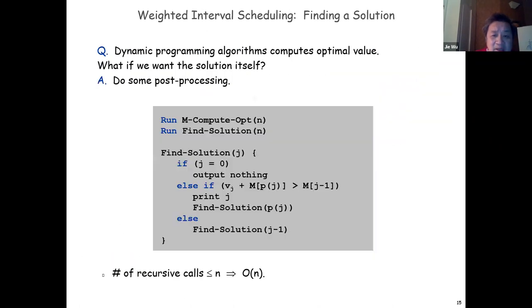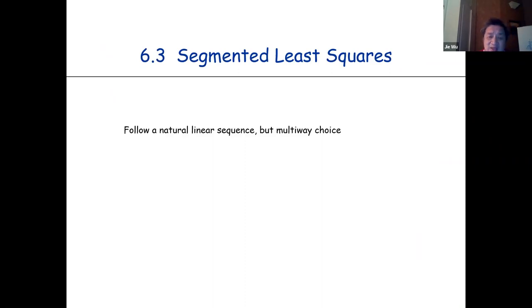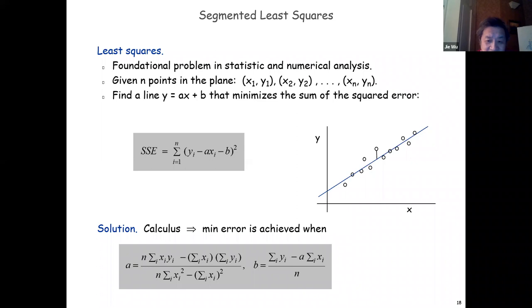The problem we're going to look at is called the segmented least square problem. So again, the linear sequence is easy, but the choice is a multi-way choice. In some sense, it's like a simple mathematics problem. Suppose you have lots of data, right? You have lots of data in a 2D space, X and Y. They're very close to each other in terms of a linear line. So the question is how you find the linear line that minimizes the sum of the squared error. So this is a classic least square problem, right?